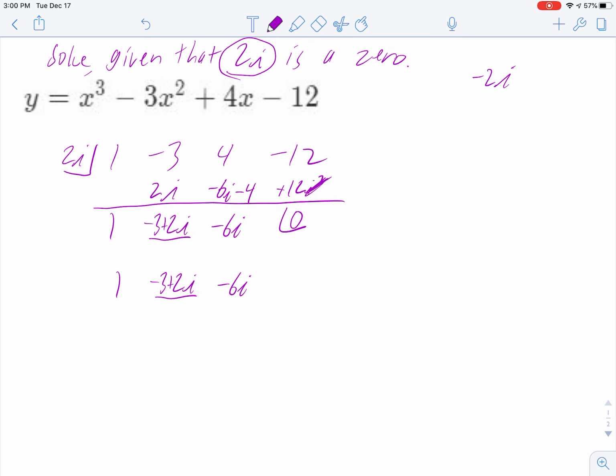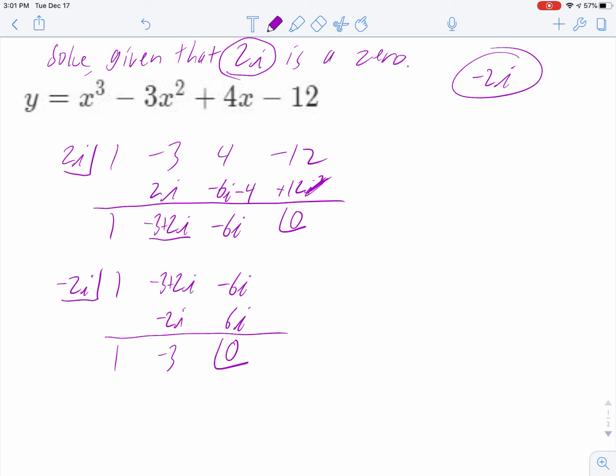and now I'm going to do synthetic division using the negative 2i, because they actually gave you 2 zeros in one. And we're going to just follow the same process. Again, it looks a little wonky, but it's not so bad. So we bring down the 1, we multiply negative 2i times 1, which is negative 2i. We add, and notice that the 2i's cancel, and we're just left with a negative 3. Then negative 2i times the negative 3, which is a positive 6i. And as we expected, we do in fact get a 0.